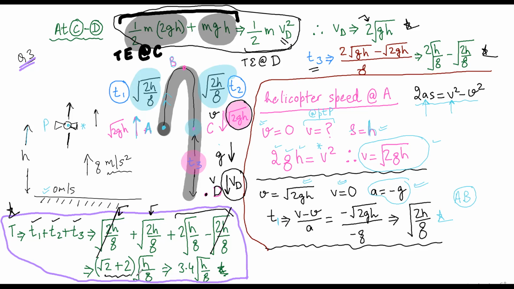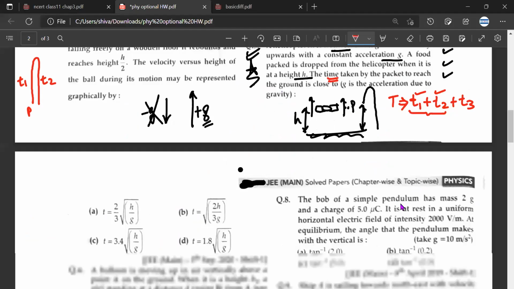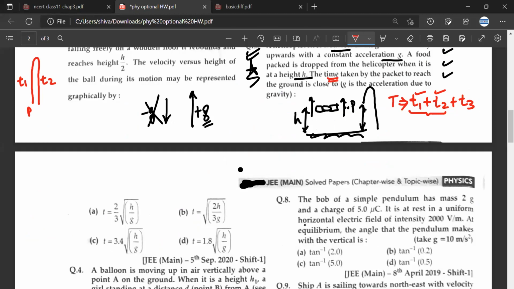Now what you need to know is that the value of root 2, you should remember this, is 1.414. But I need the value of root 2 as 1.4 only. So 1.4 plus 2 is 3.4. So 3.4 root h upon g is my option number C.